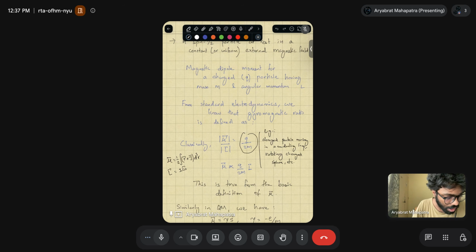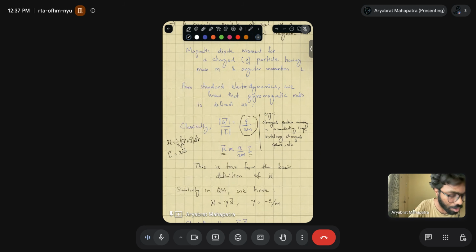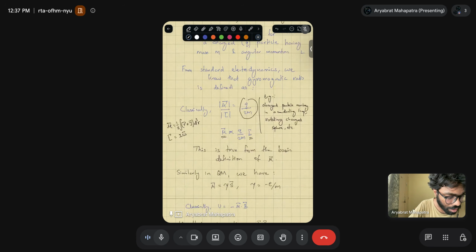You can see the magnetic moment is proportional to the angular momentum, with a proportionality factor that can be scaled by q over 2m.